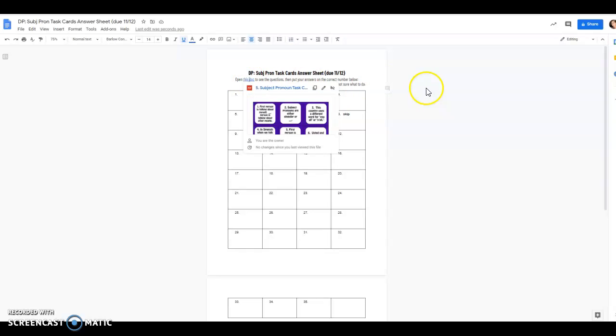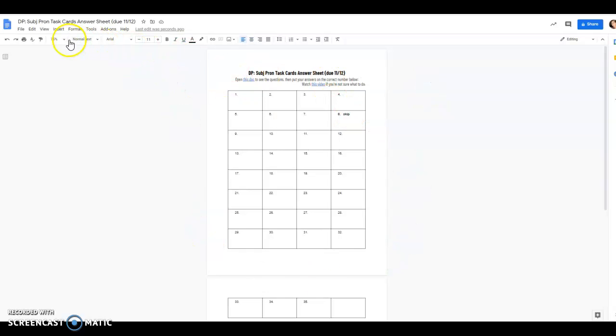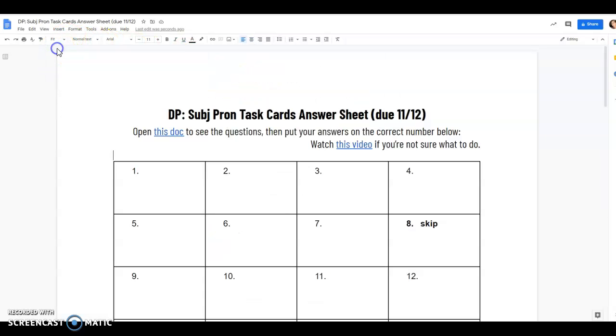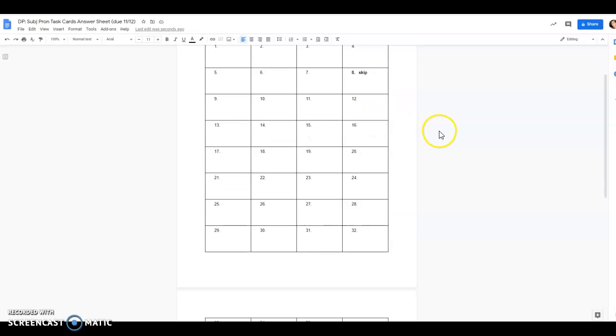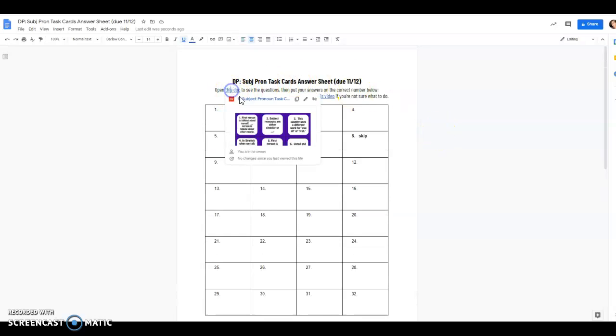So first things first, before we even do that, if it's too small and you can't see, you can always zoom. You can say fit. That'll make it really big. It'll just fit to your screen. Or you could even say 100. That's the one that I usually use. But anyway, so it says, open this doc.